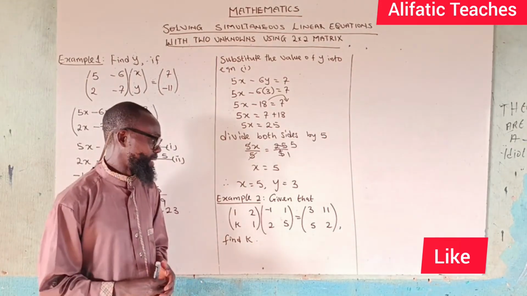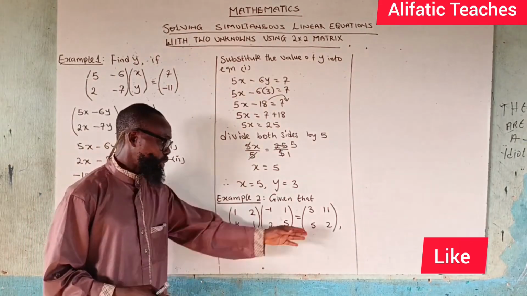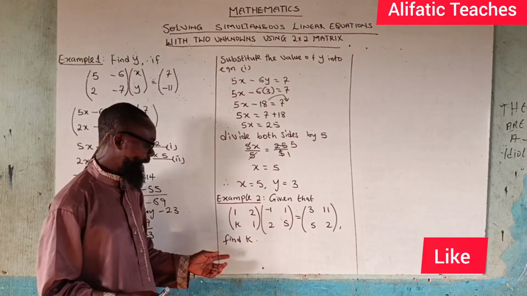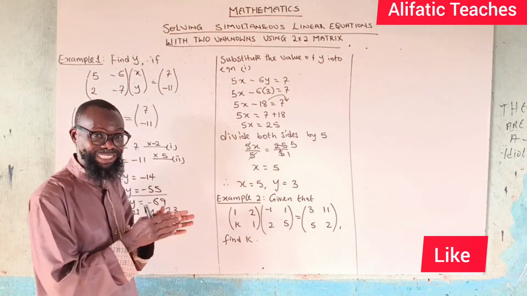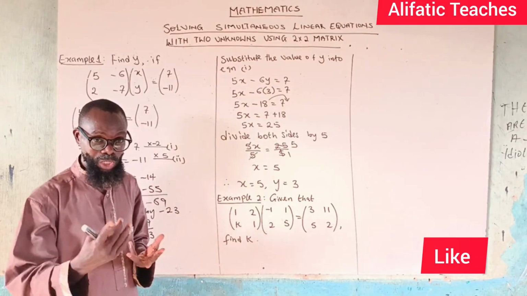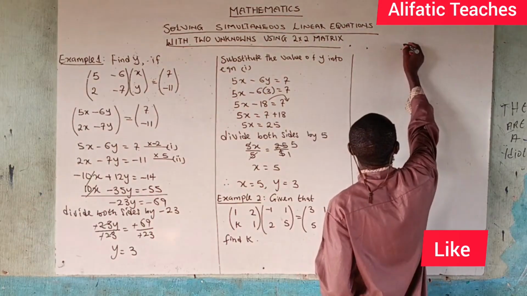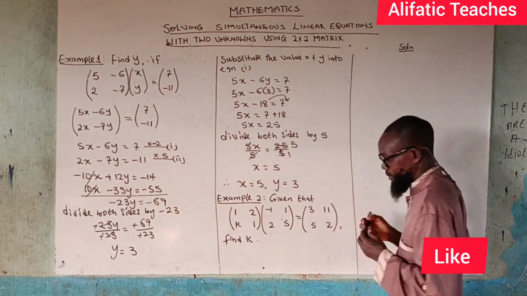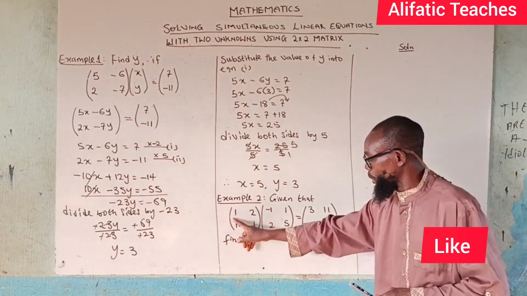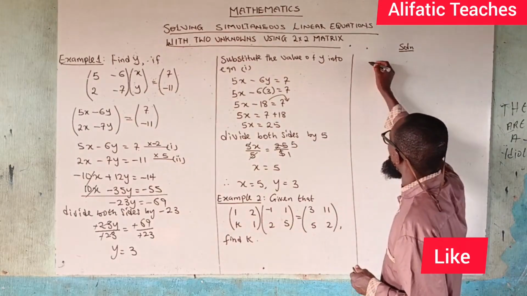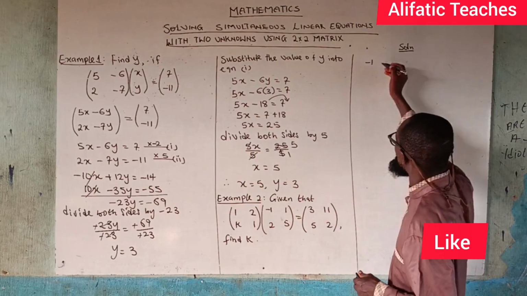Example 2. Given that this matrices equals to this matrix, then find k. The way we solve example 1 is still the same way we're going to solve example 2. So now, follow me. First row, we multiply first column. 1 times minus 1, I have minus 1. 2 times 2, that is plus 2.